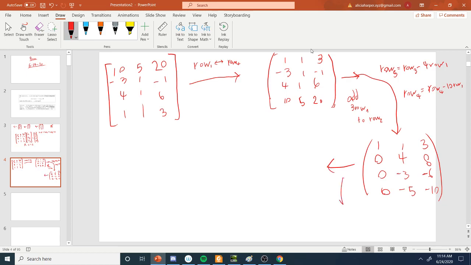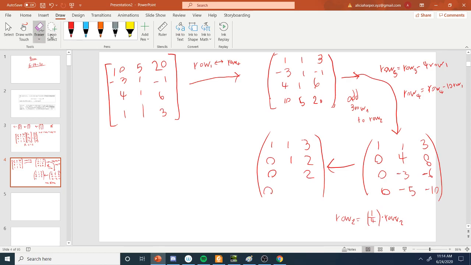For the next row operation, I'll set row 2 to be equal to 1/4 times row 2, so I'm performing a row scaling operation. After doing this, I get rows (1, 1, 3), (0, 1, 2), and since I'm only scaling the second row, here I'll get (0, -3, -6), and here I'll get (0, -5, -10).